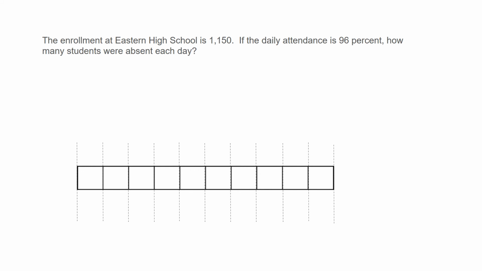Okay, the enrollment at Eastern High School is 1,150. If the daily attendance is 96%, how many students were absent each day? Okay, so we've got a couple of ways we can do this. If I set this up as, I'm looking at 1,150 students. Okay, now if I look at 96%, which would be about right here, because there's 100%.